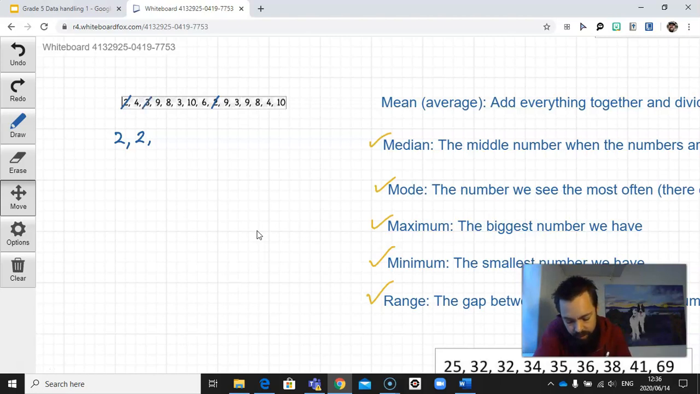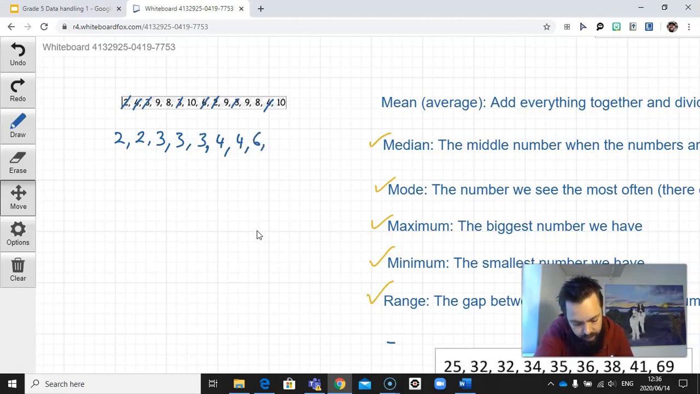The next smallest number I see is a 3. And I see another 3. And I see another 3. All right, and I'm checking through. I've got no more 3s. I do have a 4. And I have another 4. No one got 5, but I do see a 6. No one got 7, but I see an 8. And another 8. I see a 9. And a 9, and another 9, and I'm getting a little bit squishy at the end, but that's okay. I see a 10, and a 10.